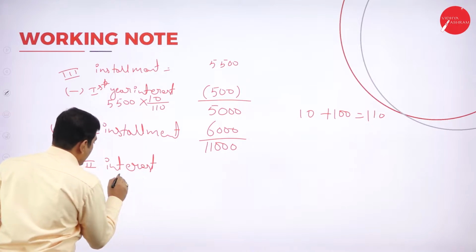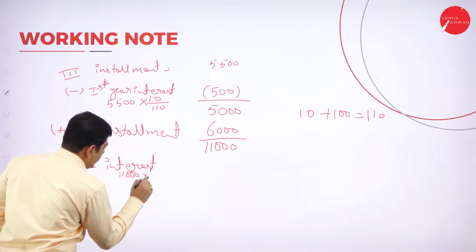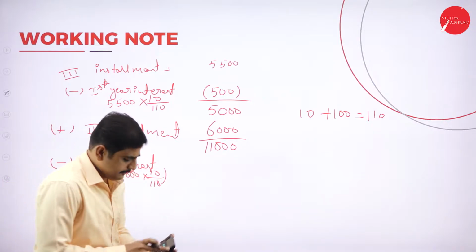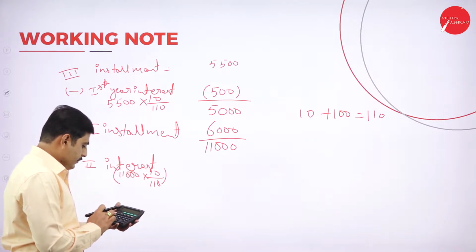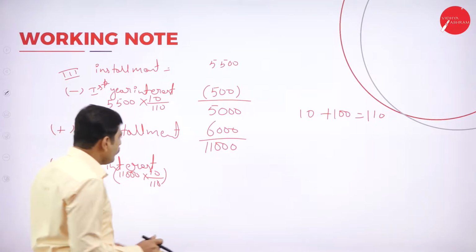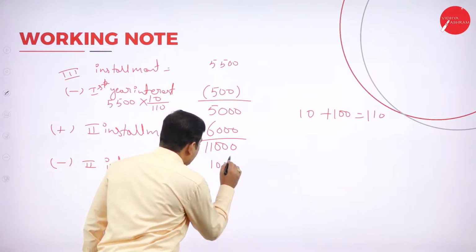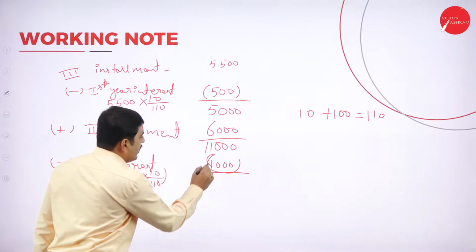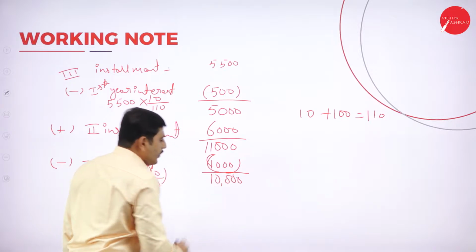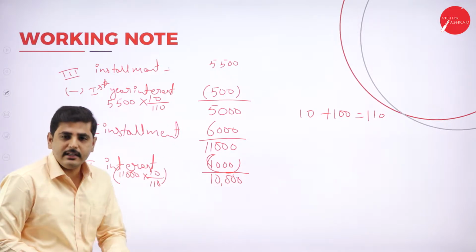So it is 11,000 into 10 by 110. So let's calculate. 11,000 into 10 by 110. It is 1,000. So interest is 1,000. Deduct this 1,000 from 11,000. You will get 10,000. So again add first year installment.